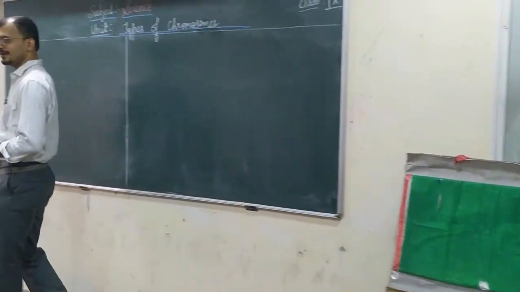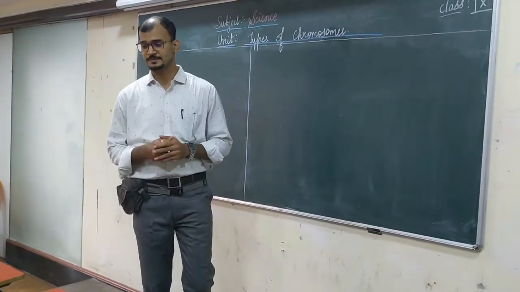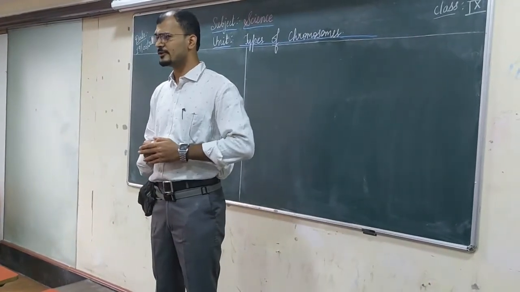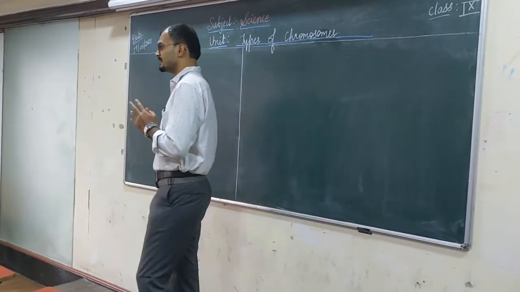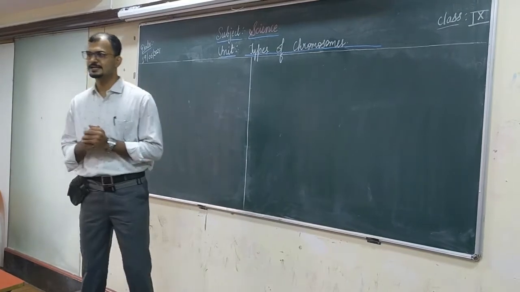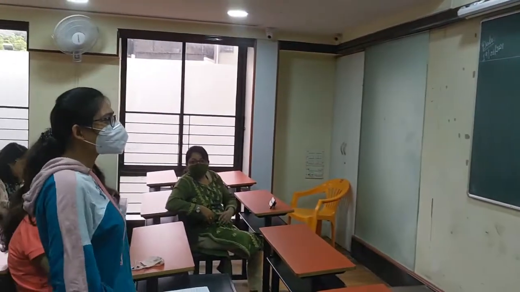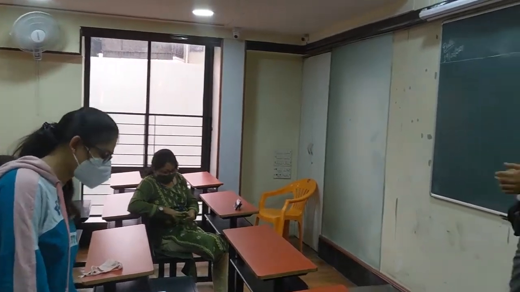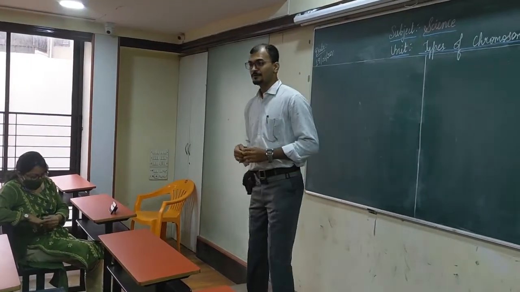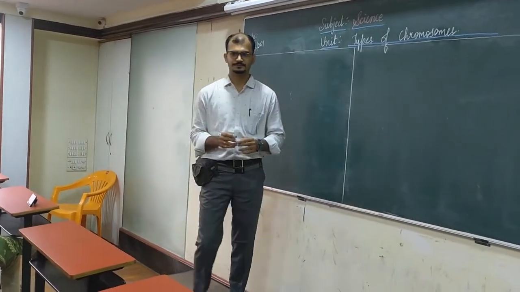So, you all know about hereditary chromosomes. We have learned it in the previous session. Can you tell me the types of cell division? Mitosis and meiosis. Very good. Excellent. These are the two types of cell division.